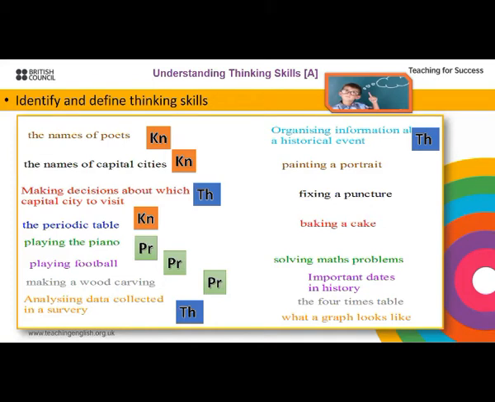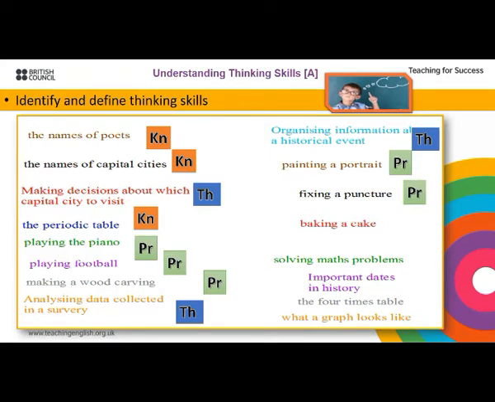Practical skills. Okay, Miss Mona. Baking a cake, practical? No. The one after: fixing a puncture. Yes, practical. A practical skill.